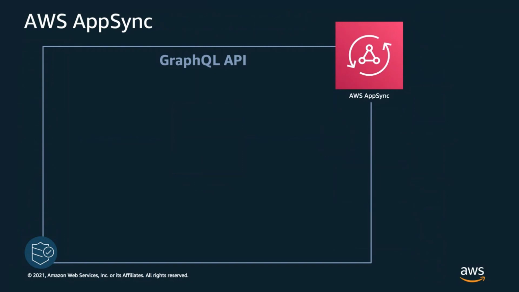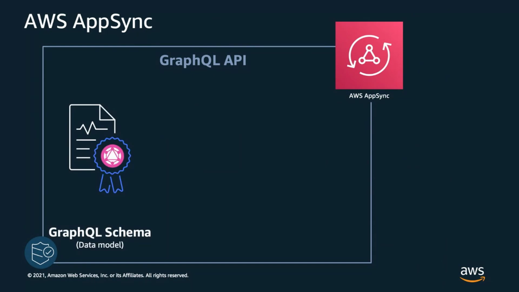So how can I get started using AppSync and GraphQL? To get started, you need to model and define your data in the GraphQL schema. The data model in the schema also tells API consumers, so for example your front-end application, what data is exposed to authorized clients, and it also acts as a kind of automatically generated API documentation.